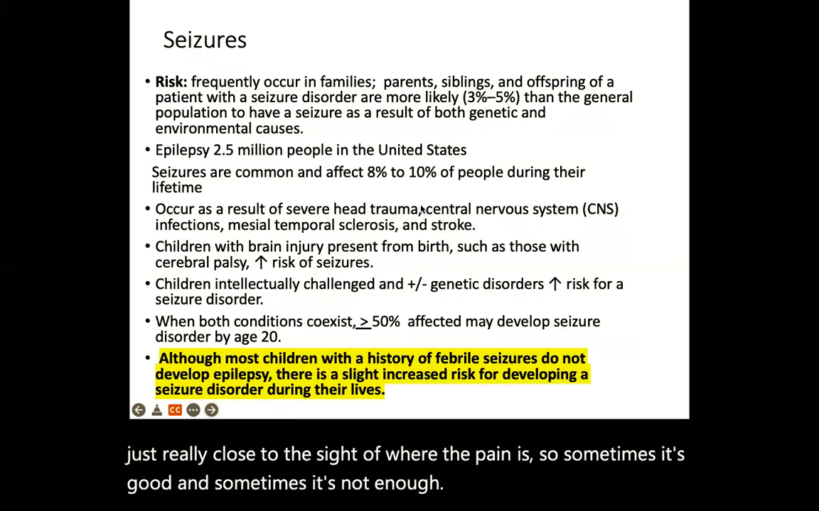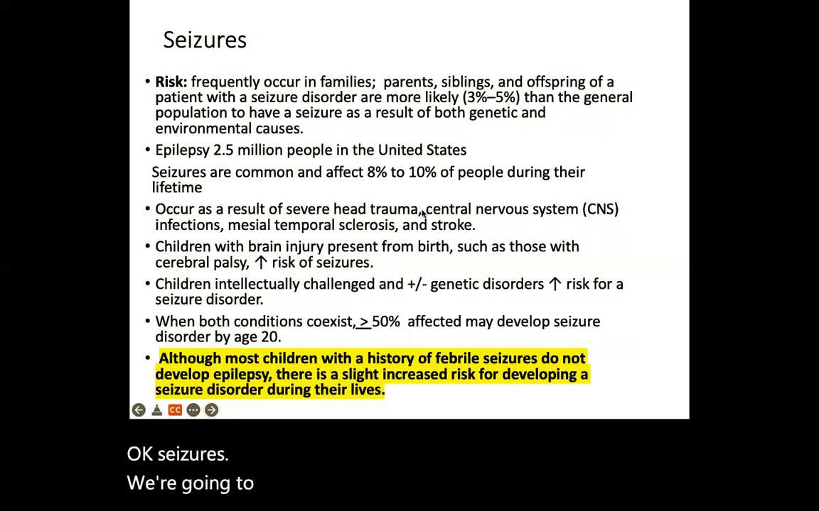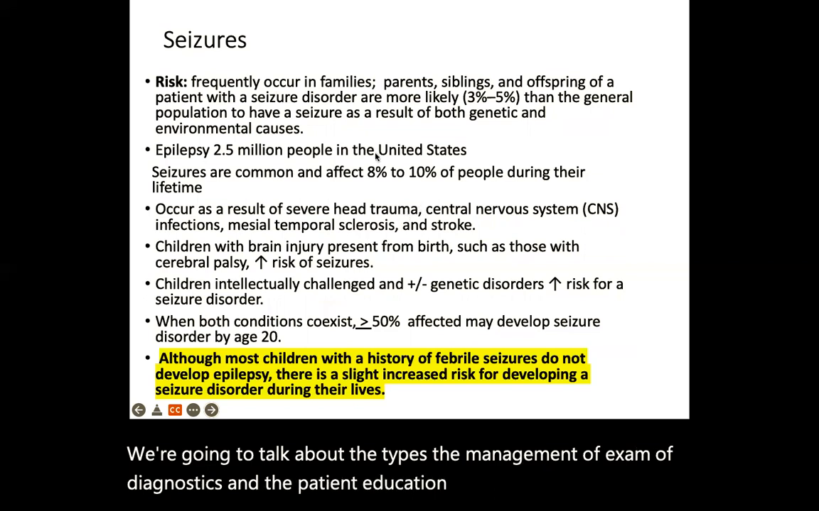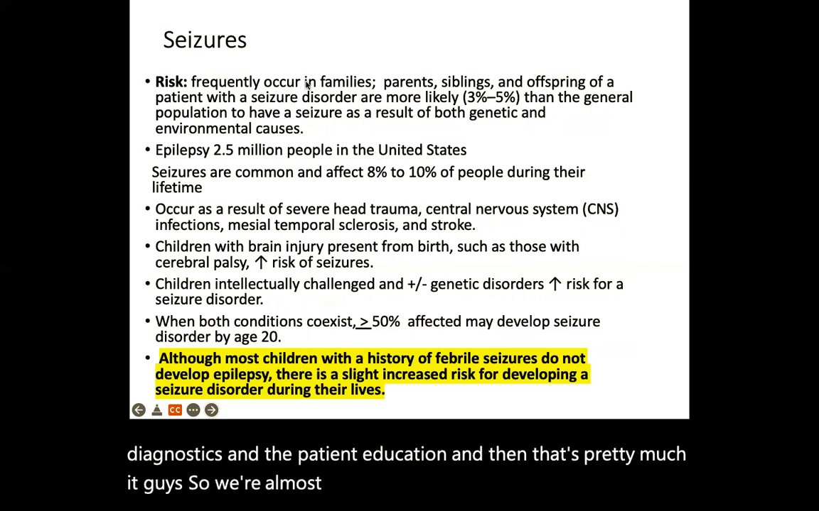Okay, seizures. We're going to talk about the types, the management of, exam of diagnostics, and the patient education, and then that's pretty much it, guys. So we're almost done. So seizures. So let's look at the risk factors.